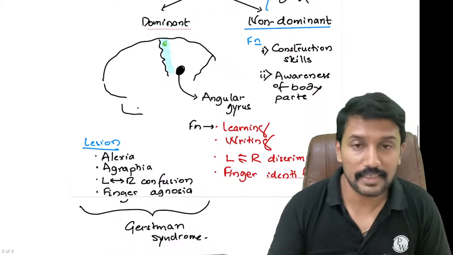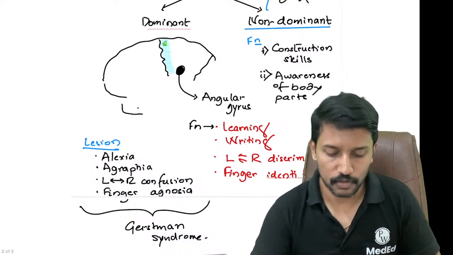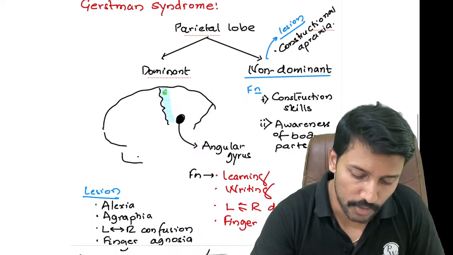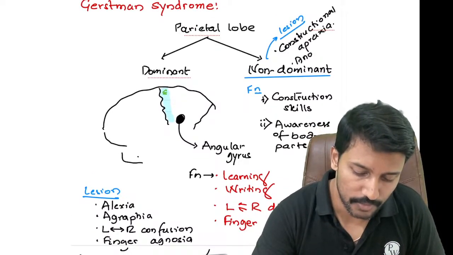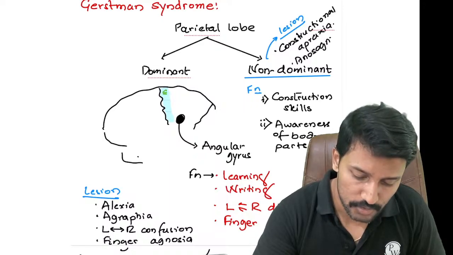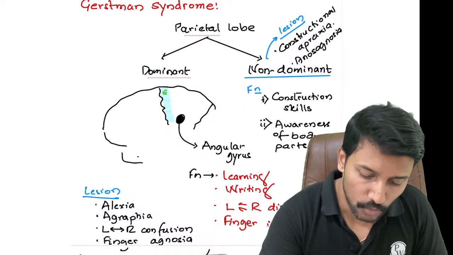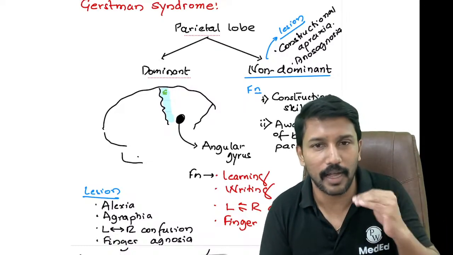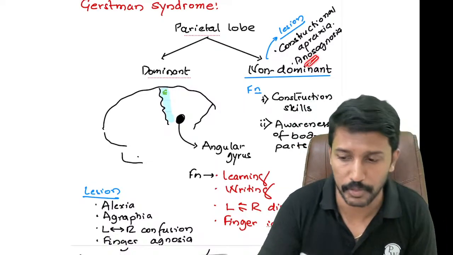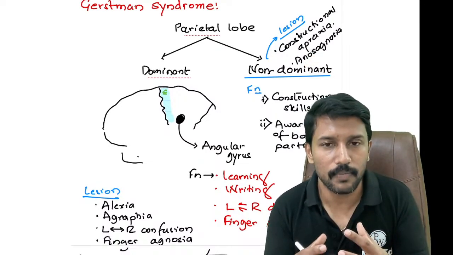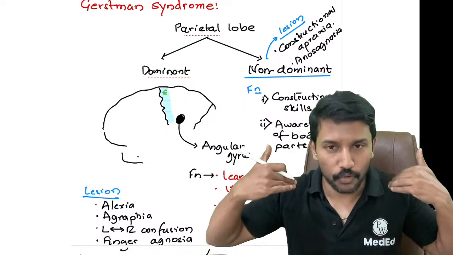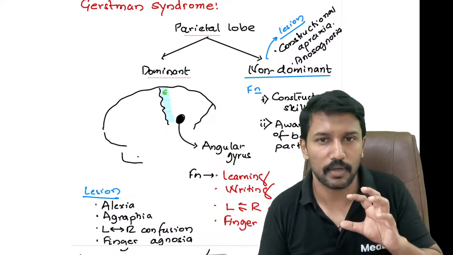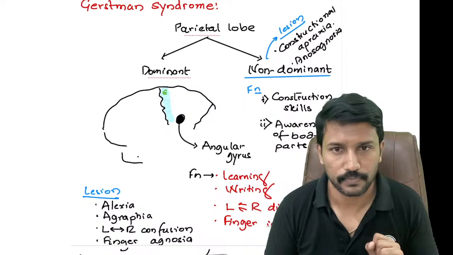Second thing, you lose the awareness of body parts. When we lose the awareness of body parts, we call it anosognosia. Agnosia, as we just understood, means you don't know, or lack of knowledge, and the 'nos' here basically refers to anatomy. So you are losing the awareness of your own anatomy or body parts. We call it anosognosia.